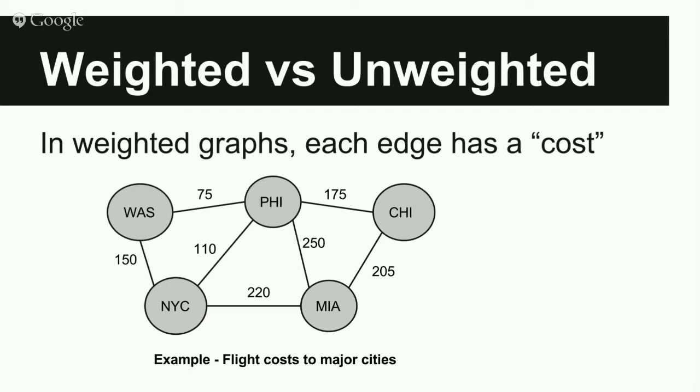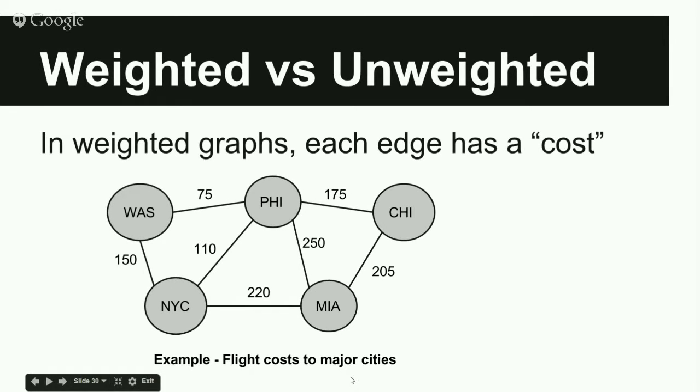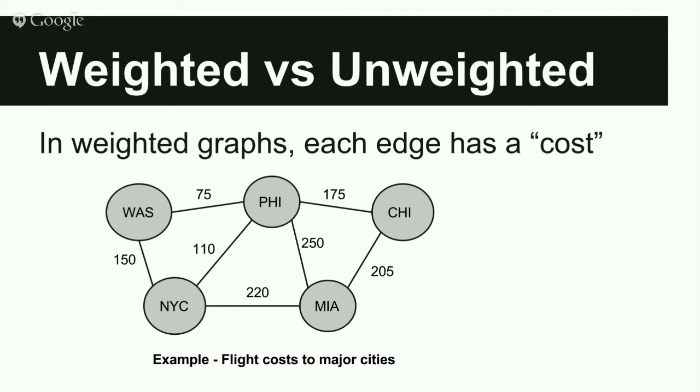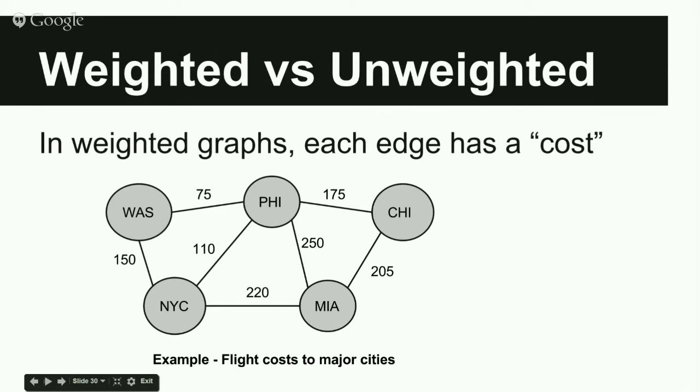That cost might be actual monetary cost, as in this example, which is a completely made up example, but of sample costs of flights between various cities in the United States, mostly on the East Coast. So, a flight from Washington to Philly might be $75. A flight from New York to Miami might be $220. And there is a monetary cost to these flights.